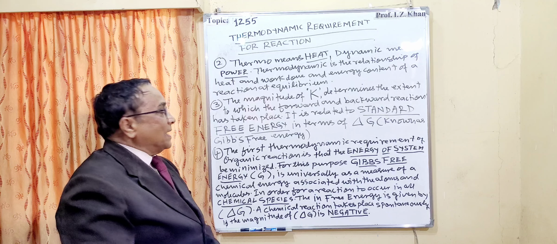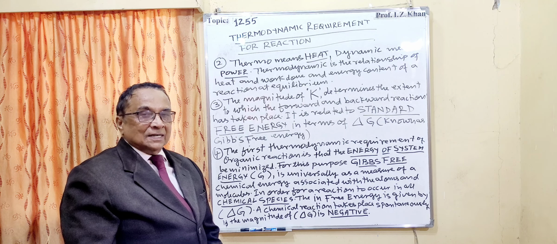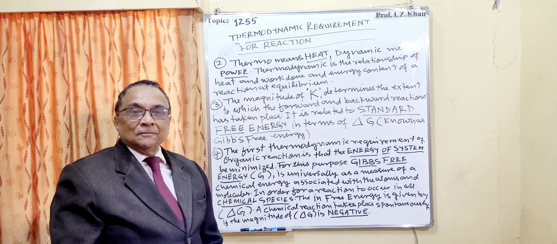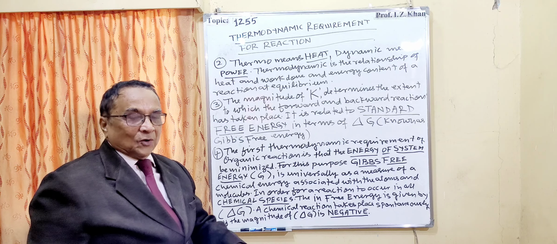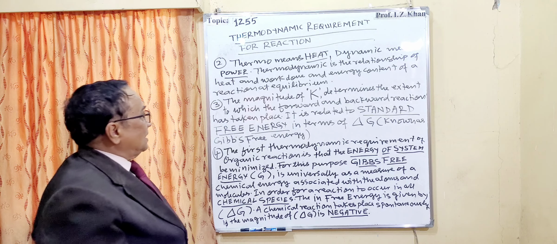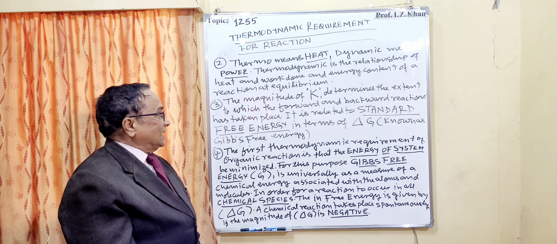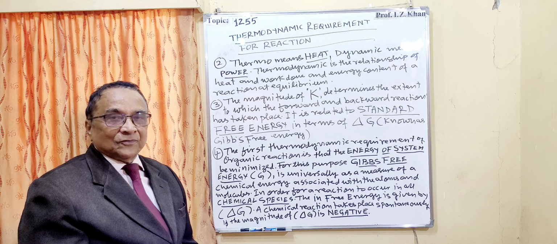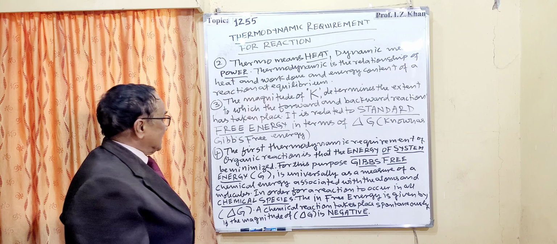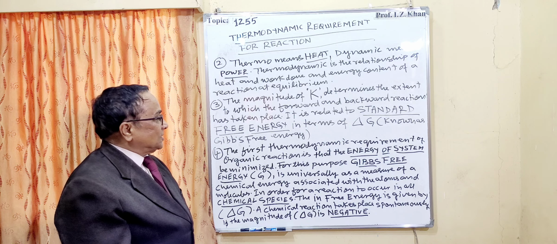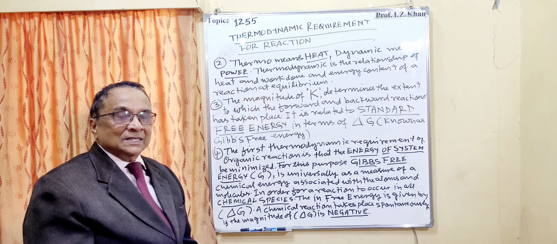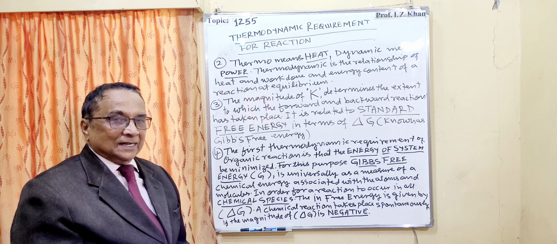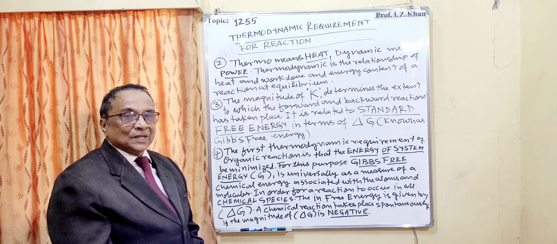And number 3, the magnitude of the equilibrium constant, that is capital K, determines the extent to which the forward, from reactant to product, and backward reactions have taken place, and it is related to standard free energy, known as Gibbs free energy, represented by capital G. Delta G means it is changing from G1 to G2 to G3, so that is represented by delta G. Delta stands for change of free energy.